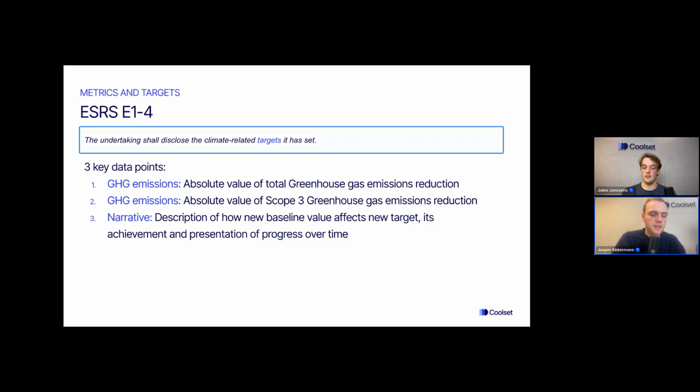Then the last one here is a narrative. So the description of how a new baseline value affects the new target, its achievement and presentation of progress over time. So basically just an explanation of how to achieve these targets.